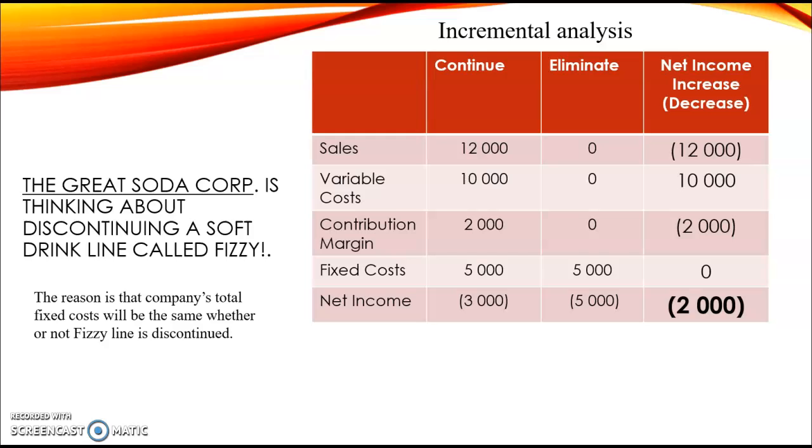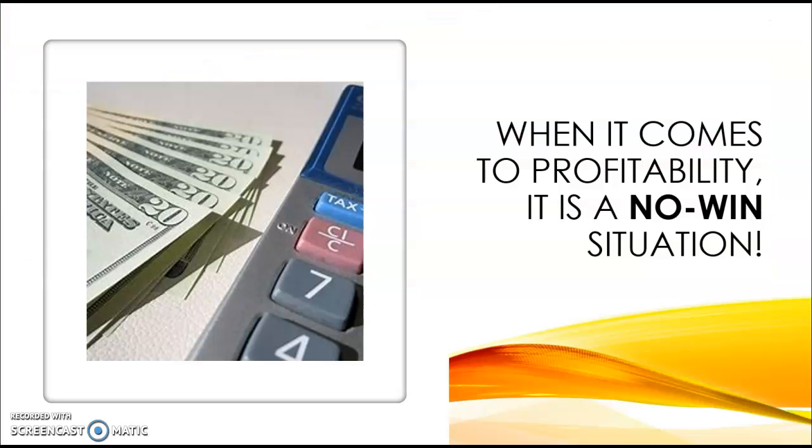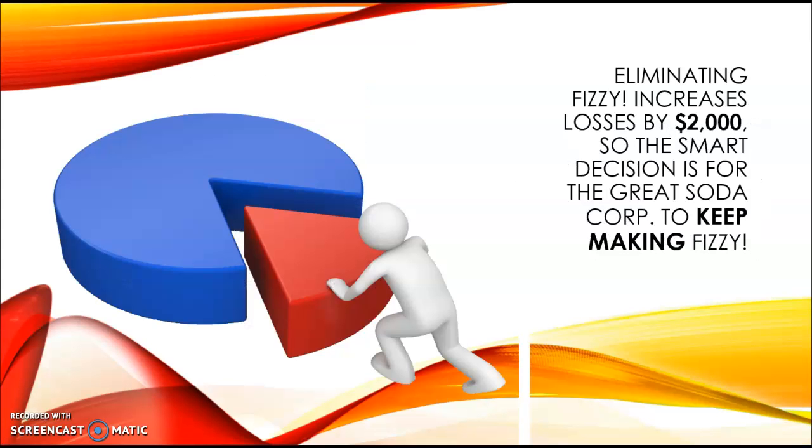However, eliminating Fizzy causes the company to lose $5,000. The total net income will be minus $2,000. The loss is attributable to the Fizzy line's $2,000 contribution margin that will be lost if the segment is discontinued. When it comes to profitability, it is a no-win situation. Eliminating Fizzy increases losses by $2,000, so the smart decision for the Great Soda Corporation is to keep making Fizzy.